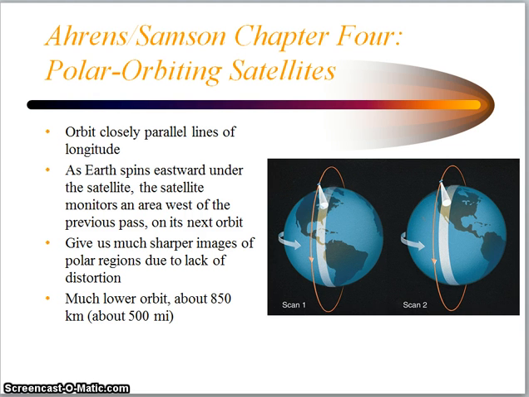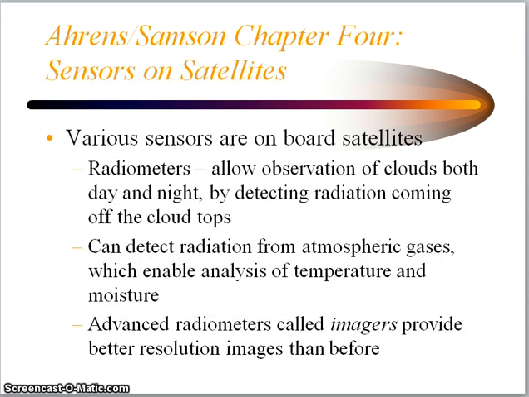But the great advantage of polar orbiters is that because they don't orbit 22,000 miles above Earth's surface, they orbit only about 500 miles above Earth's surface. They give us much sharper images of polar regions because the closer you can get to Earth's surface, there's a lack of distortion. When you're 22,000 miles up, those images are somewhat distorted because you're so far away from the Earth and you have to take into account the curvature of the Earth.